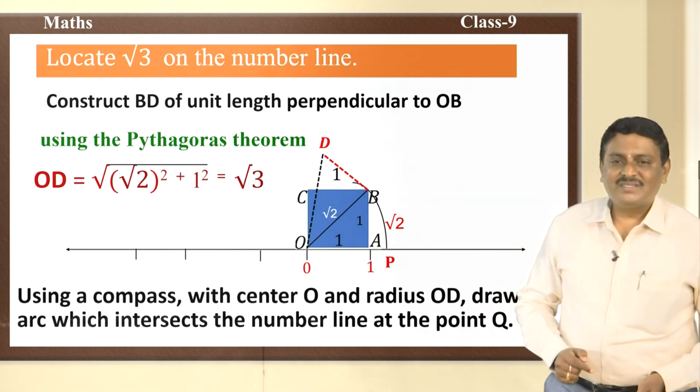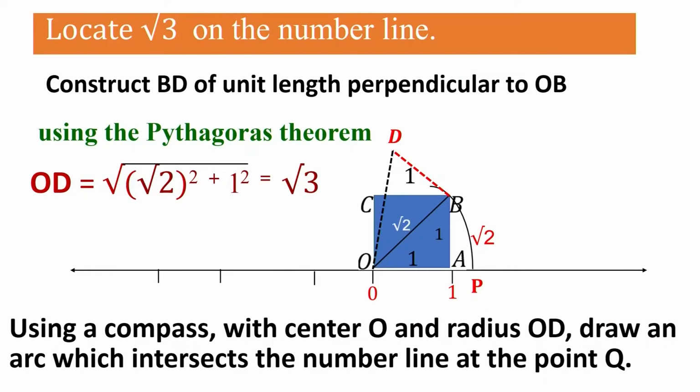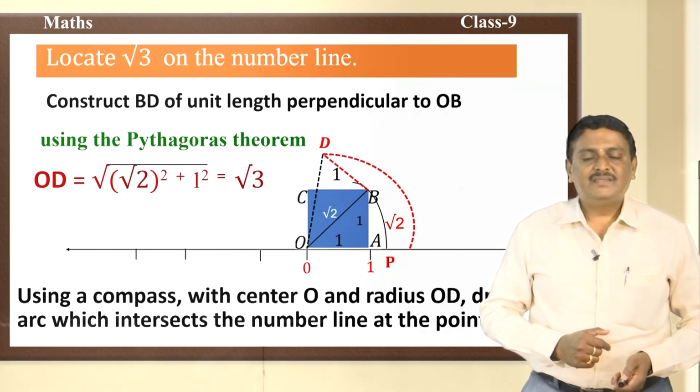Using a compass with center O and radius OD, draw an arc which intersects the number line at point Q.